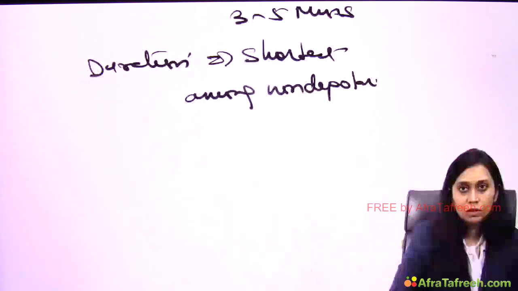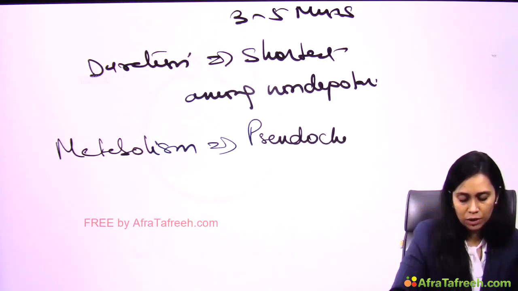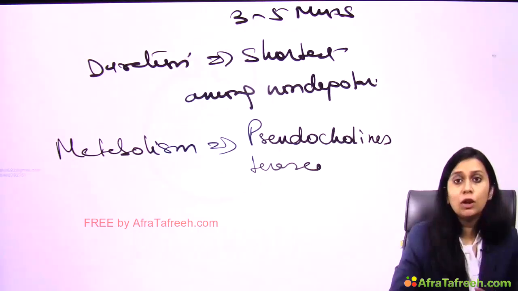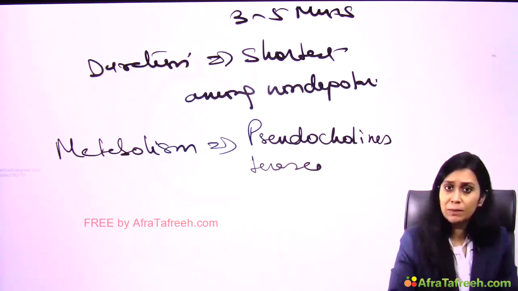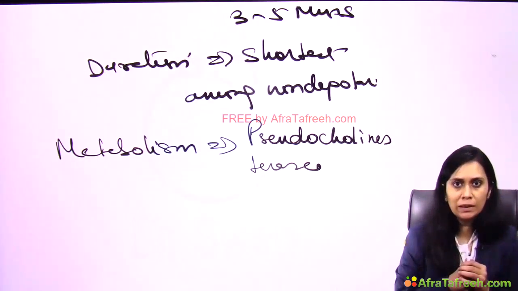MIVA is metabolized by pseudocholinesterase, the same enzyme which metabolizes succinylcholine. So we got 2 drugs metabolized by pseudocholinesterase, succinylcholine and mivacurium. We will get a few more drugs which we will note down in the end because they ask drugs metabolized by pseudocholinesterase. Got it? So this is all about mivacurium and all about non-depolarizing neuromuscular blockers.